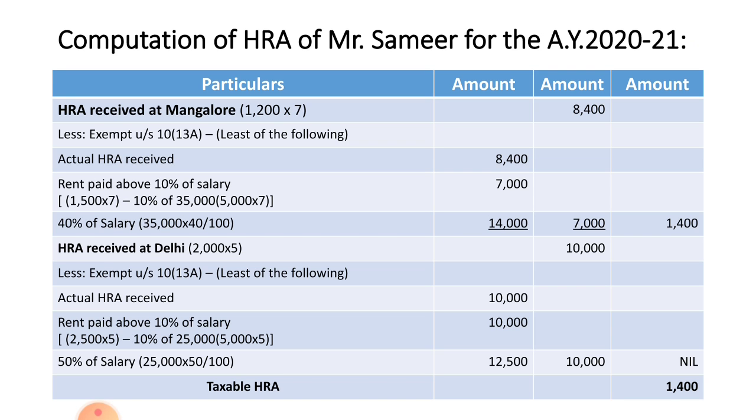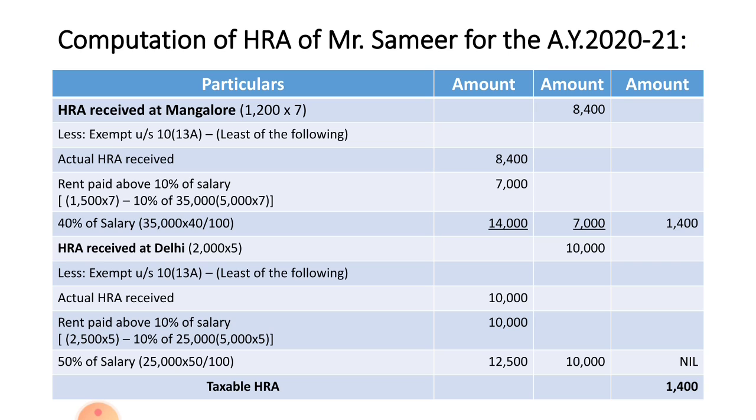Okay. Let us solve this problem. Computation of HRA of Mr. Samir for the assessment year 2020-21. Particulars and 3 amount columns you have to draw. First thing, HRA received at Mangalore, 1,200 for 7 months. Write in the second amount column 8,400.